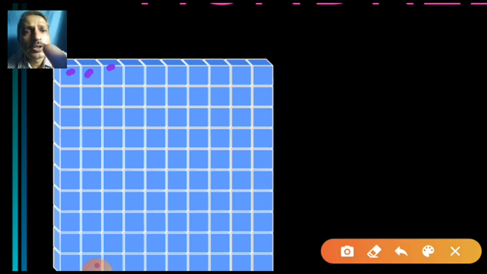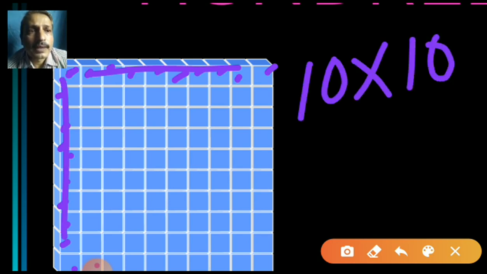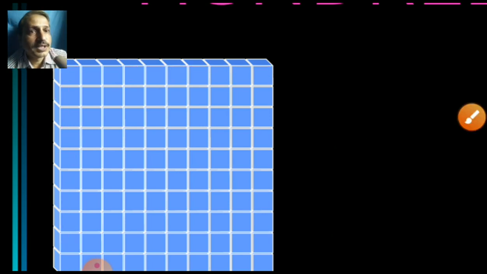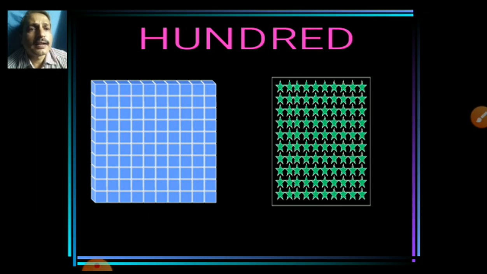1, 2, 3, 4, 5, 6, 7, 8, 9, 10. 10 this side, 10 this side. What can we do here? 10 into 10. 10 tens are 100. So, without fail, you counted all the cubes. Yes, students, that's 100. This is the 100th one.